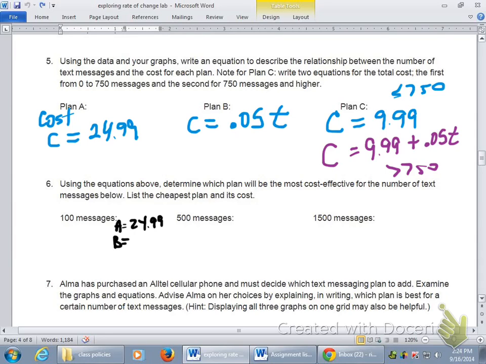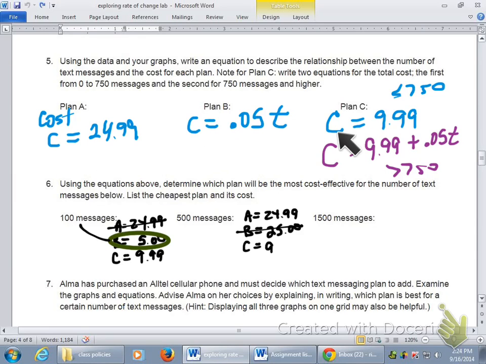For 6, we went through every single equation, and we determined that for 100 messages, which one was going to be the best deal. Really, it's just using these 3 equations up here, or using the graphs from earlier to determine it. It's pretty straightforward.